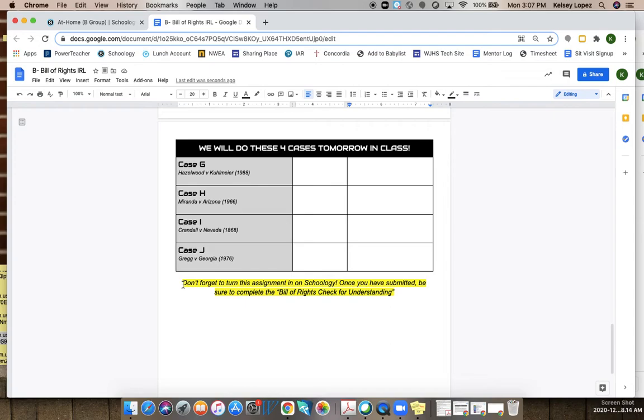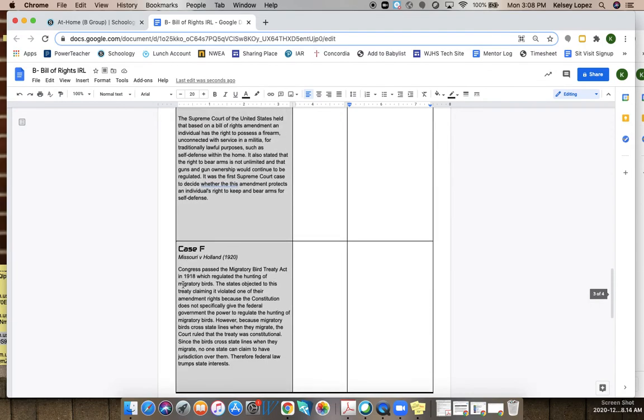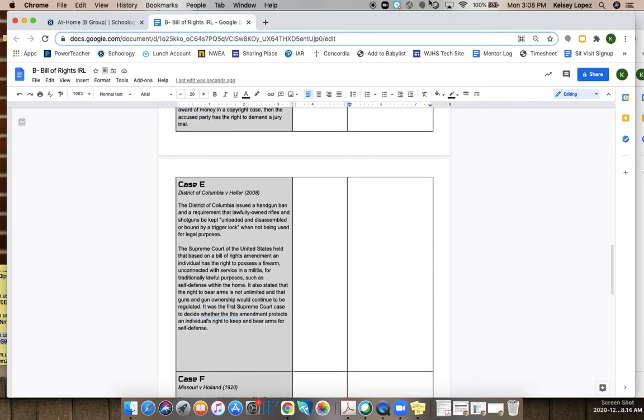So again, at the bottom then it says, don't forget to turn this assignment in on Schoology. Once you've submitted, be sure to complete the Bill of Rights Check for Understanding. Email me if you have any questions. This is a pretty challenging activity, but I think you can handle it. Good luck, guys, and have a good rest of your day.